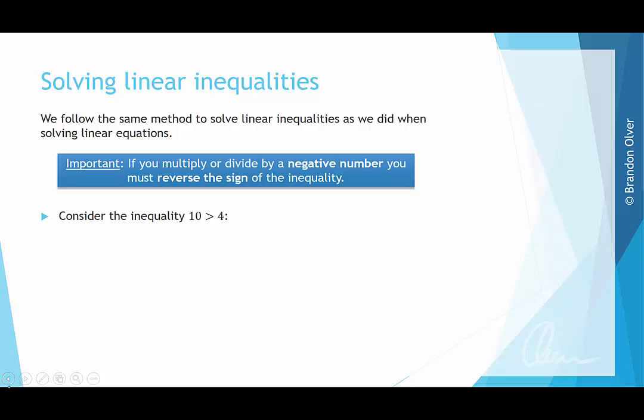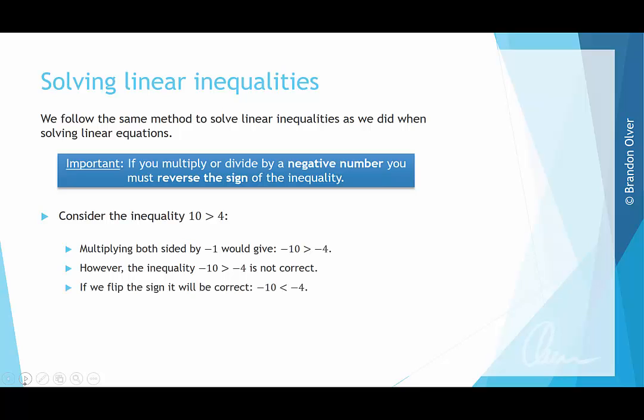So if we consider the inequality 10 is greater than 4, hopefully you'll agree with me that that is correct. However, if we multiply both sides by -1, that would give us -10 is greater than -4. However, we know that that inequality is not correct. -10 is not greater than -4. It is in fact less than -4. So if we flip the sign, it will be correct.